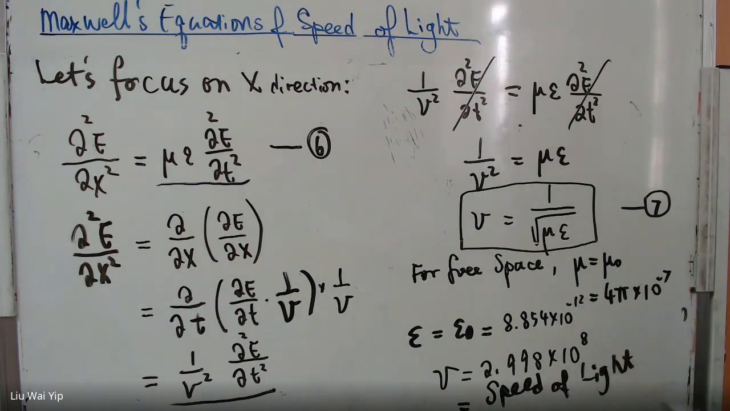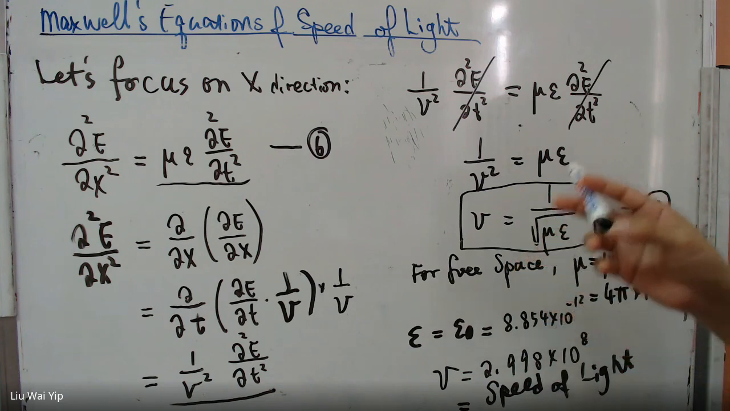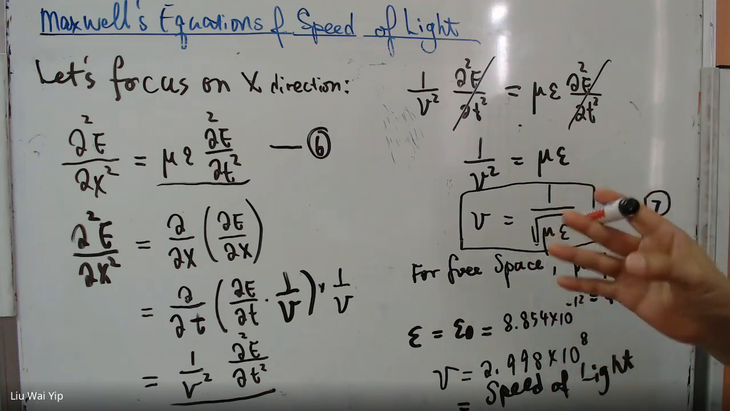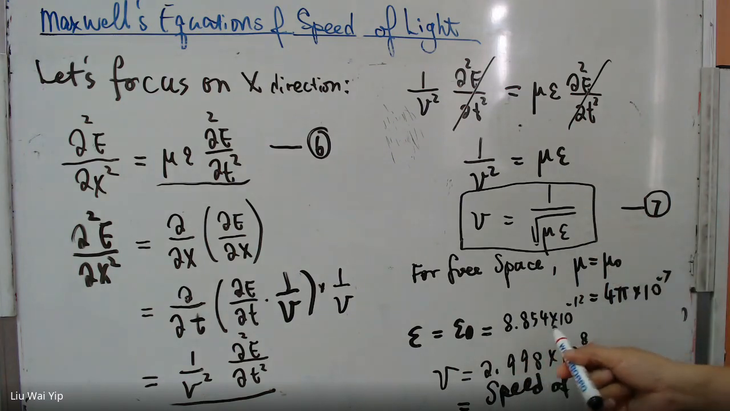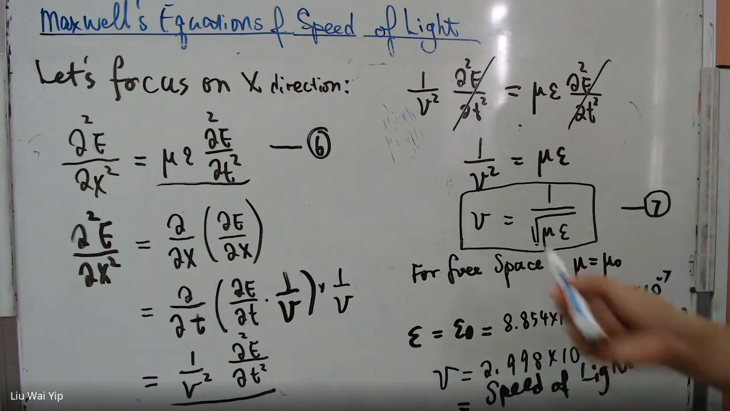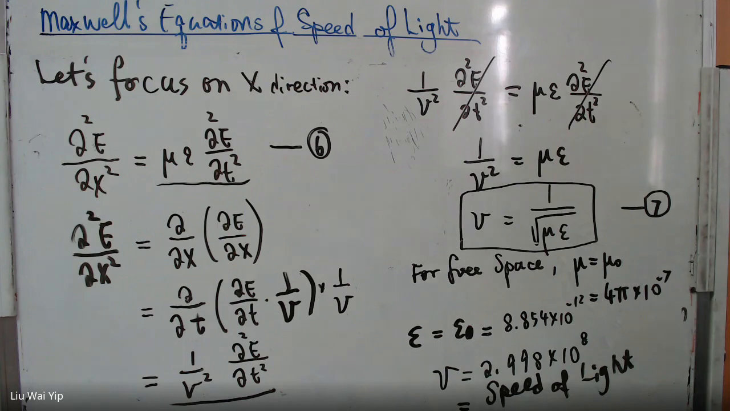Speed of light in free space. And of course, if you use the same principle to derive the speed of light in water, you can also do that. In this case, epsilon is about 80 times epsilon naught. So you will get another speed of light here. Different materials have different speeds of light.